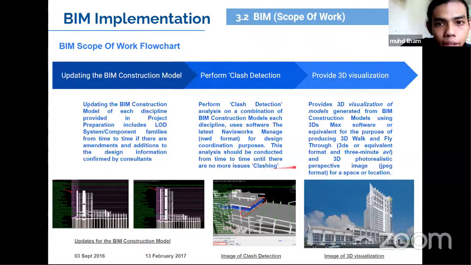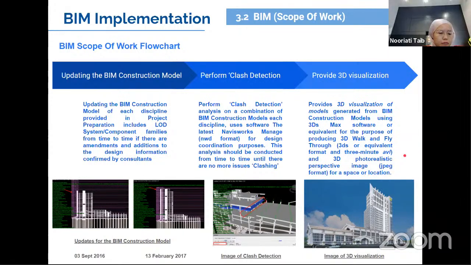And then we go to provide 3D visualization. For this part, we are using Autodesk 3D Max software for producing 3D walk and fly through, and also using the 3D photorealistic perspective image to see how the building should look in realistic life.